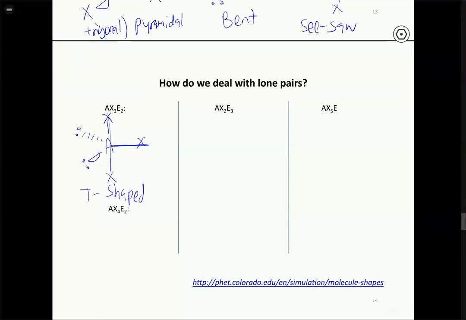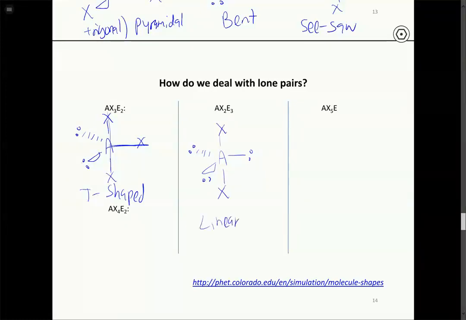AX2E3, you see this with some compounds of xenon. 5 total electron groups. 3 lone pairs. They all go on the triangular plane this time. All 3 of those positions are now lone pairs. X is on the top and bottom, and this one is very clearly linear. So if it's AX2 with 2 outer atoms and however many lone pairs you have, the only 2 choices are linear and bent. This is one that goes linear.